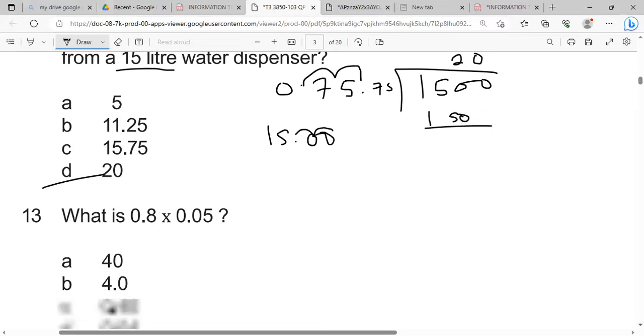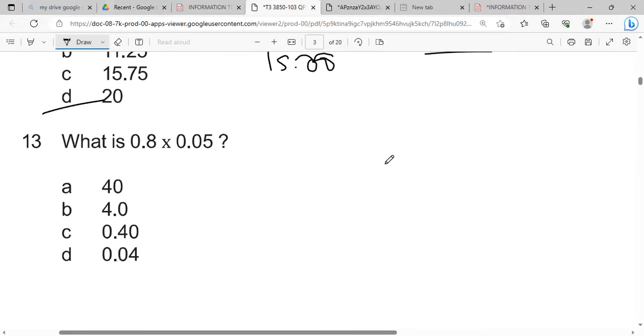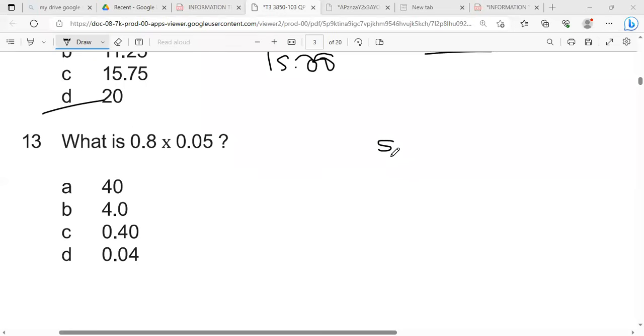Number 13 says, what is 0.8 multiplied by 0.05? So it's just 5 times 8, which is 40. However, what we're going to do now is count the total number of decimal places. So we have 2 here and we have 1 here. So that's a total of 3. So we have the 40. And of course, the decimal point is right here. So we're going to move 3 places. 1, 2. So we add our next number. So we move 3. So this now would be D.